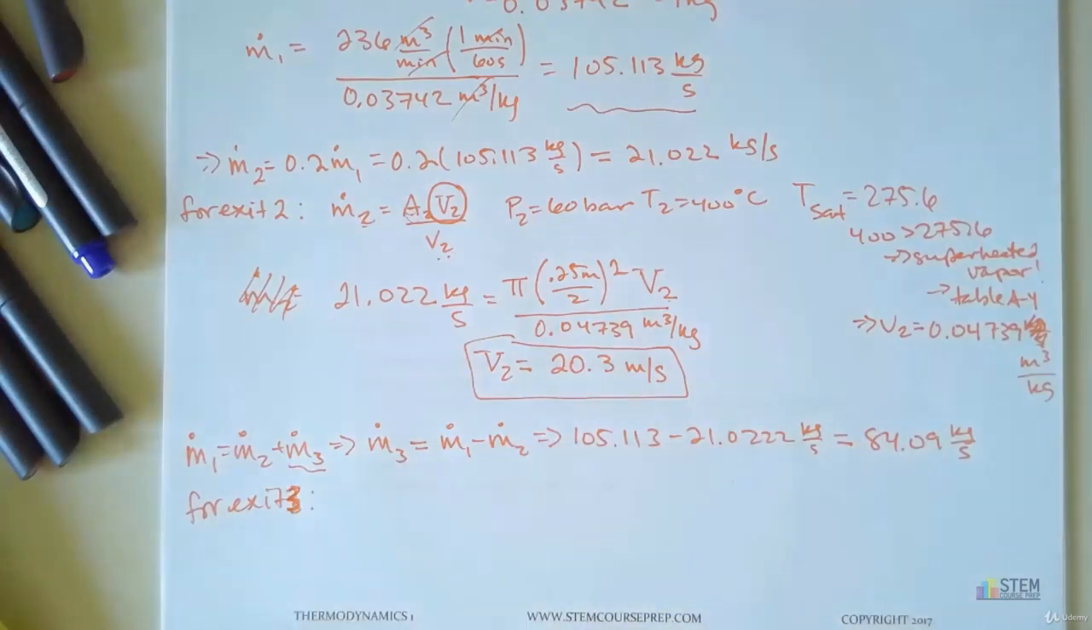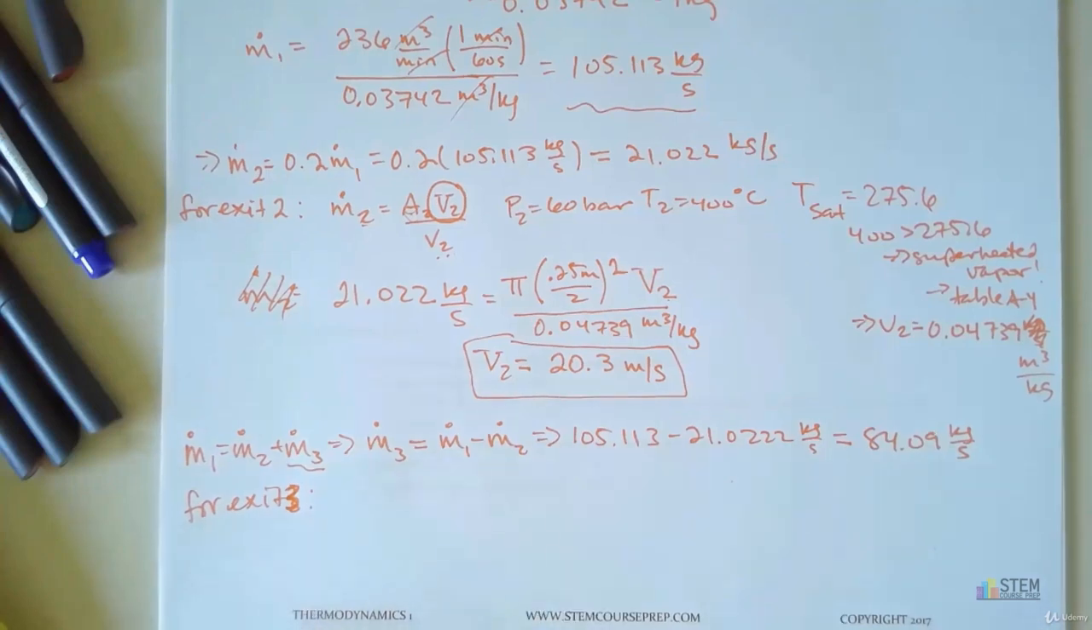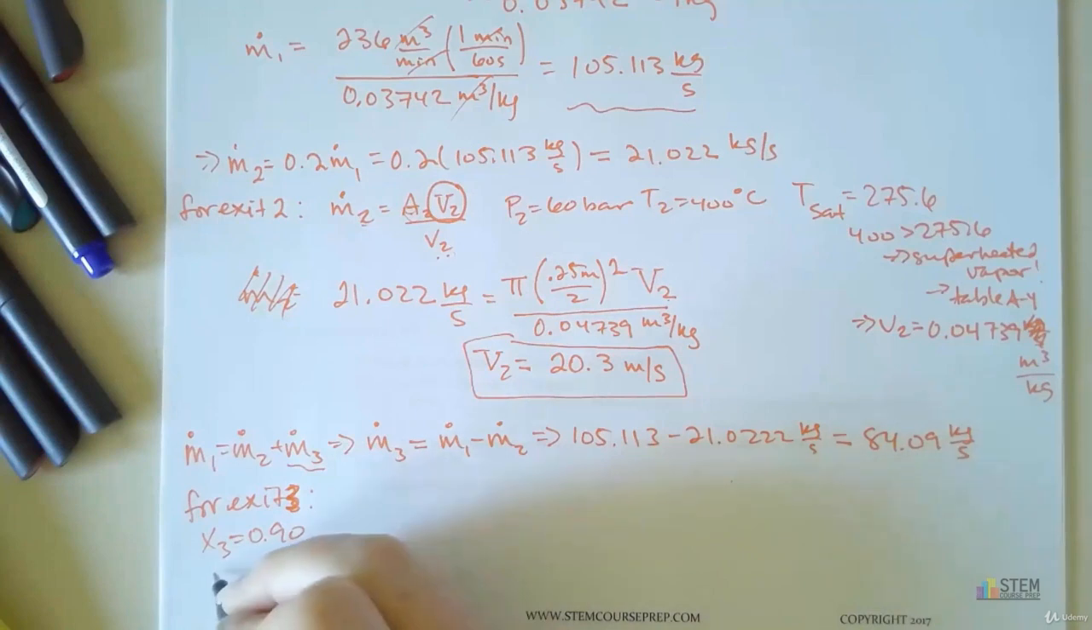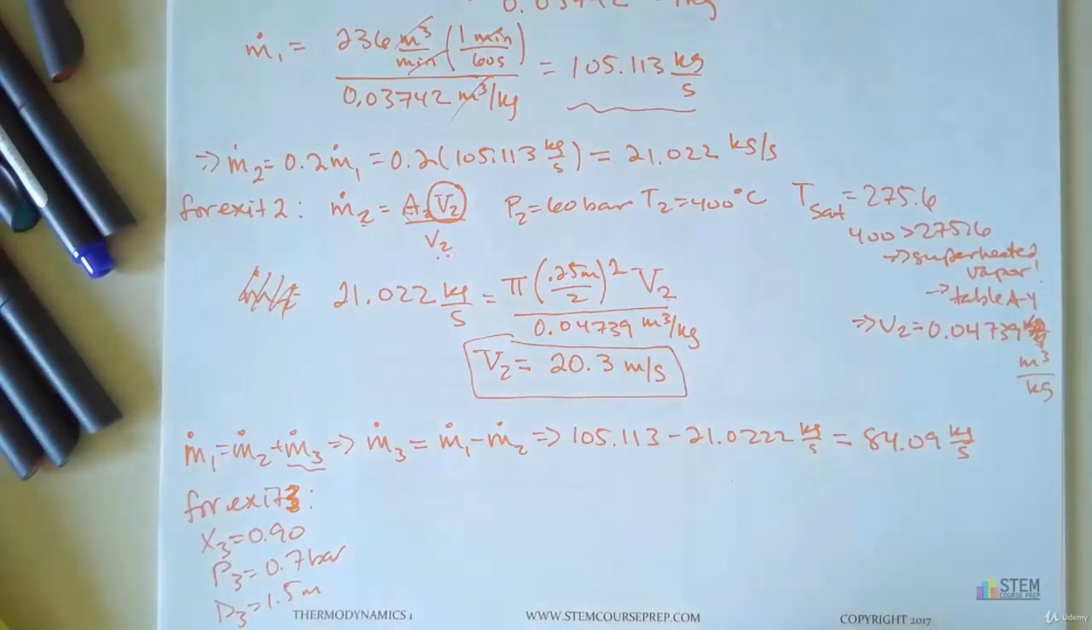Okay. For exit 3, let's look at what we were given. We were given quality. We were told quality is 0.9. Our pressure has gone way down to 0.7 bar, and the diameter is larger than the second one. It is 1.5 meters. So let's write these numbers down. All right, so that's what we have.